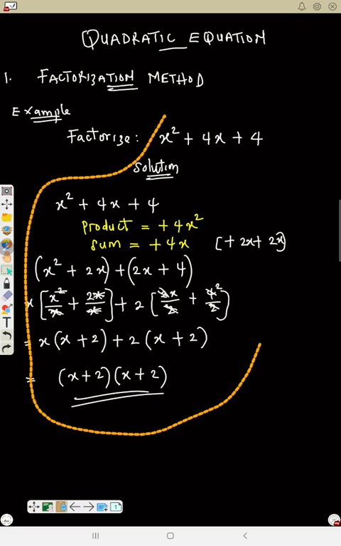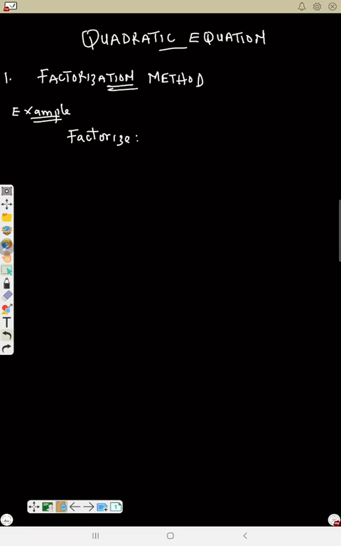Another question. Example: factorize s squared plus 7s plus 10. Now to factorize this one again, as usual, just write solution, answer must come.